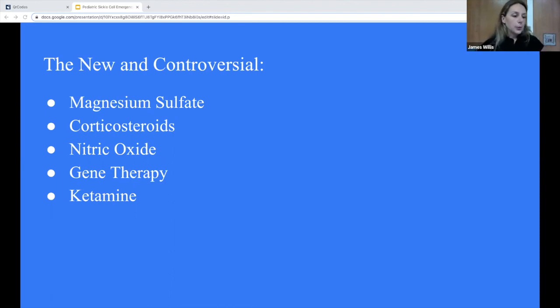Ketamine, we already spoke about, great to use, and then gene therapy. There's actually a study being done at Cleveland Clinic, which started in May. They're starting with adults, and they're doing this CRISPR gene editing thing to kind of cure sickle cell. So that's something that might be new and promising, but we don't know yet.